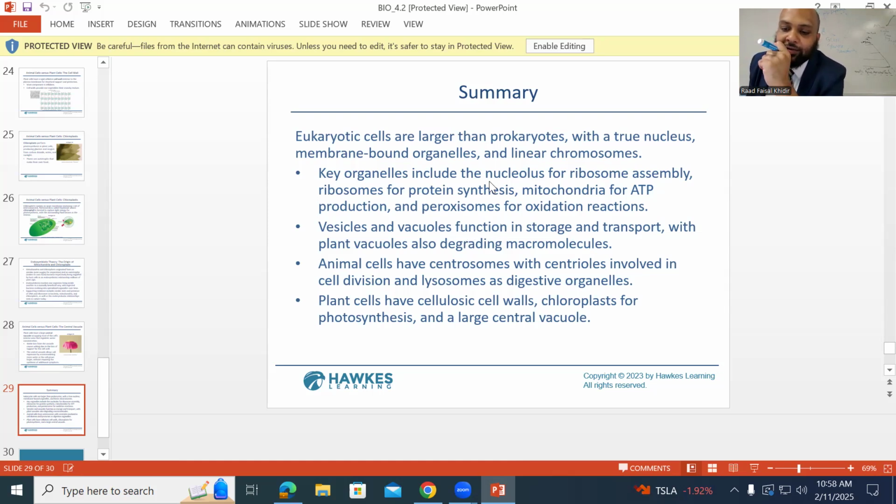Animal cells have centrosomes with centrioles involved in cell division, and lysosomes as digestive organelles. Plant cells have cellulosic cell walls, chloroplasts for photosynthesis, and a large central vacuole.